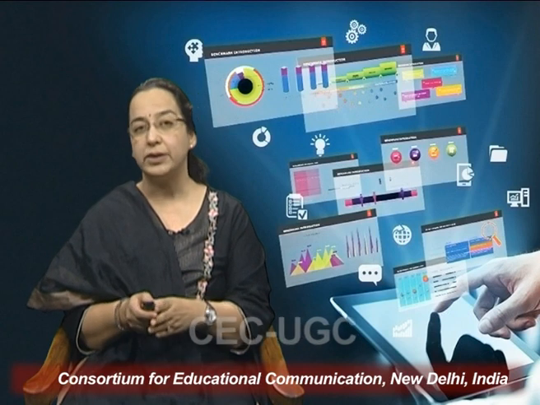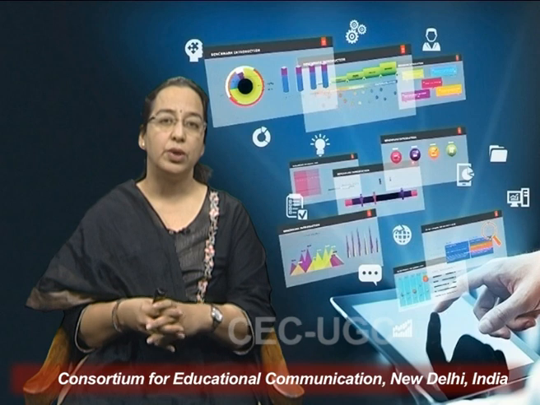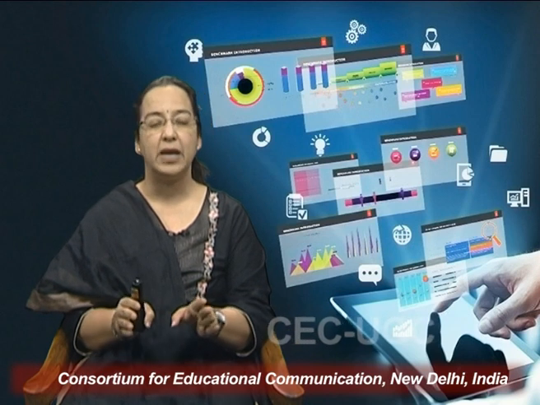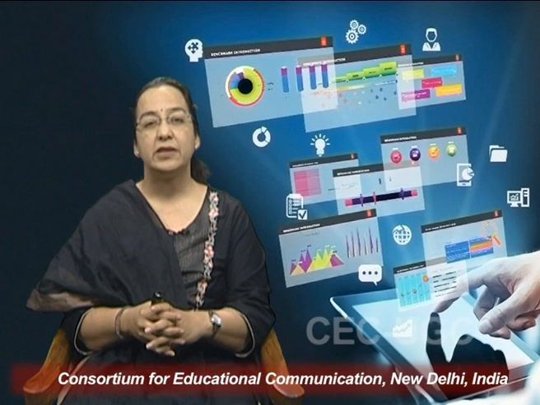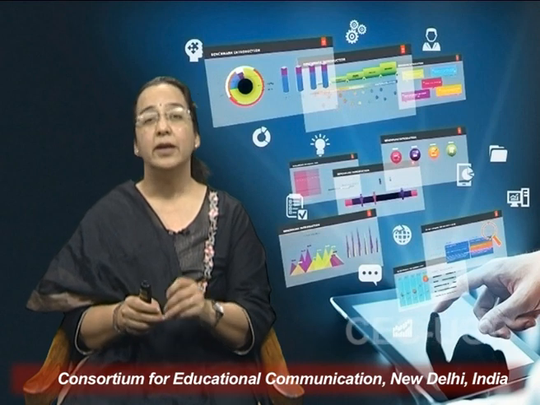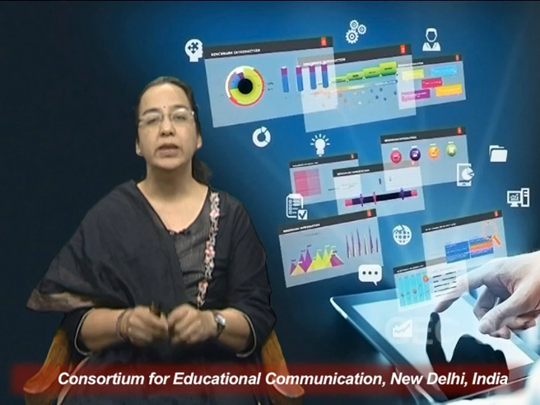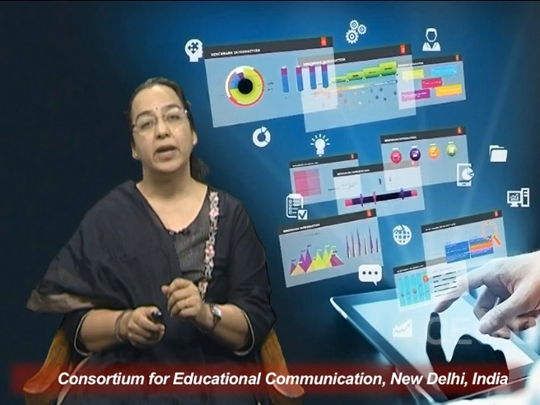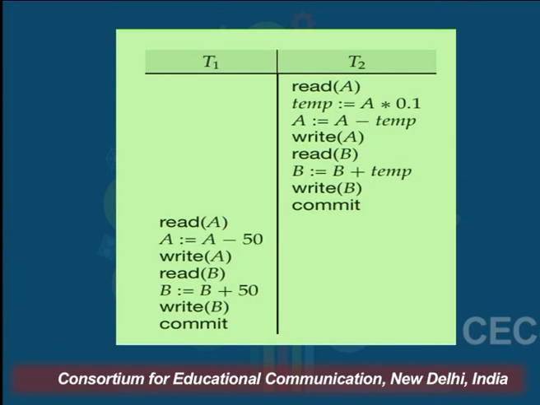So, what I am trying to say here is that each serial schedule consists of a sequence of instructions from various transactions. The important thing here is that the instructions belonging to one single transaction appear together in the schedule. That means, as you can see on the screen, T2 is completed first and then T1 starts. Whatever instructions are part of T2 appear together, and similarly, whatever instructions are part of T1 appear together.